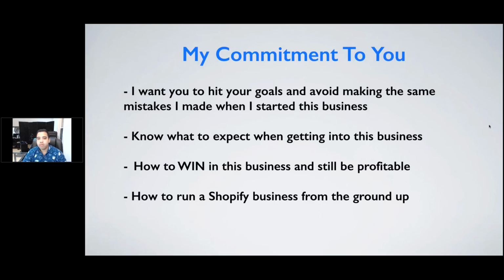And so my commitment to you is I want you to hit your goals. And not only hit your goals, but I want you to avoid making the same mistakes that I made when I initially started this business. And trust me, guys, I've made a lot of mistakes. Thousands, tens of thousands, hundreds of thousands of dollars in mistakes. And I'm going to show you what to avoid in this business.